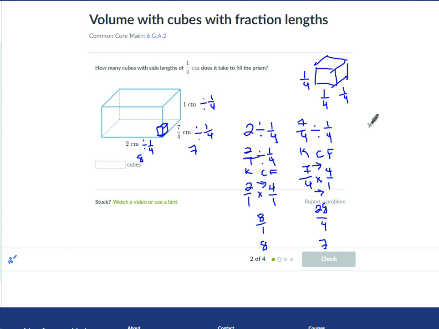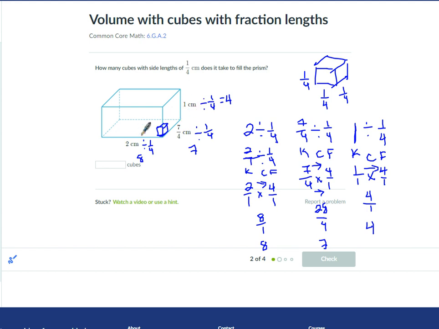Finally, for 1 divided by 1/4, which again, I hope you know that the answer is 4, but if not, we're going to keep, change, and flip. 1/1 stays 1/1, and it's multiplied by 4/1. Multiply across, 1 times 4 is 4/1, and so there are 4 cubes that span the height.